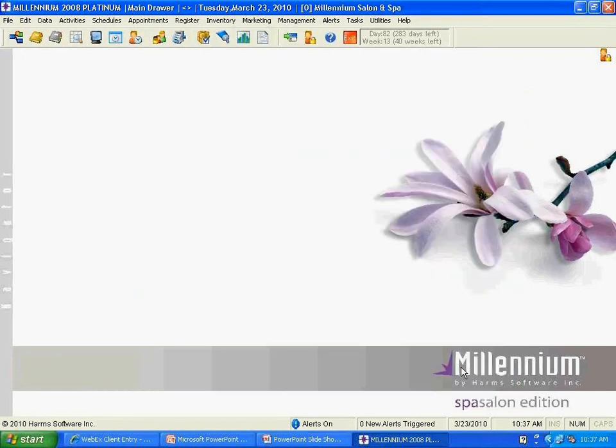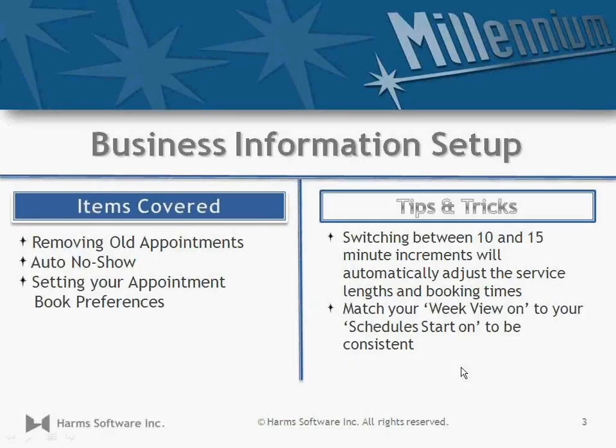And let's close on out. So that is our business information setup. We want to make sure that we remove those old appointments, anything older than 6 months. That keeps Millennium running nice and fast for you. We also want to set what time we want our auto no-show to happen. So that can be 15 minutes, 30 minutes, whatever you would like. And also we want to go through some of our appointment book preferences.